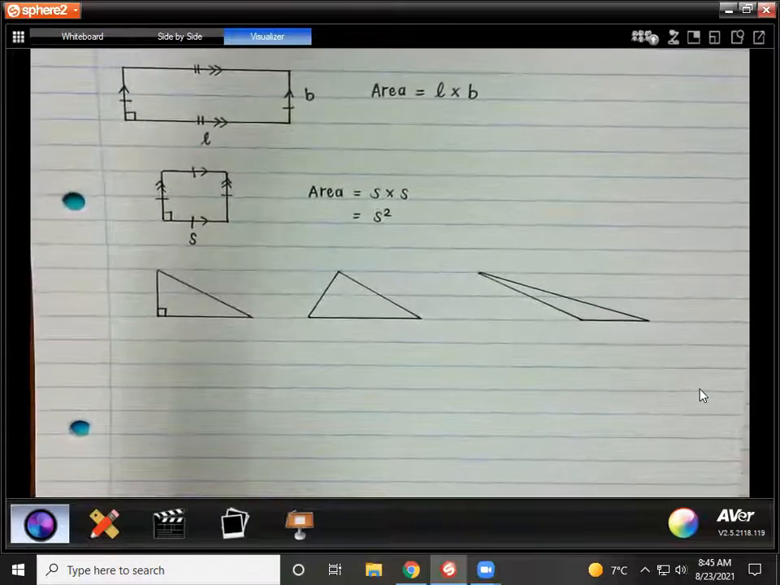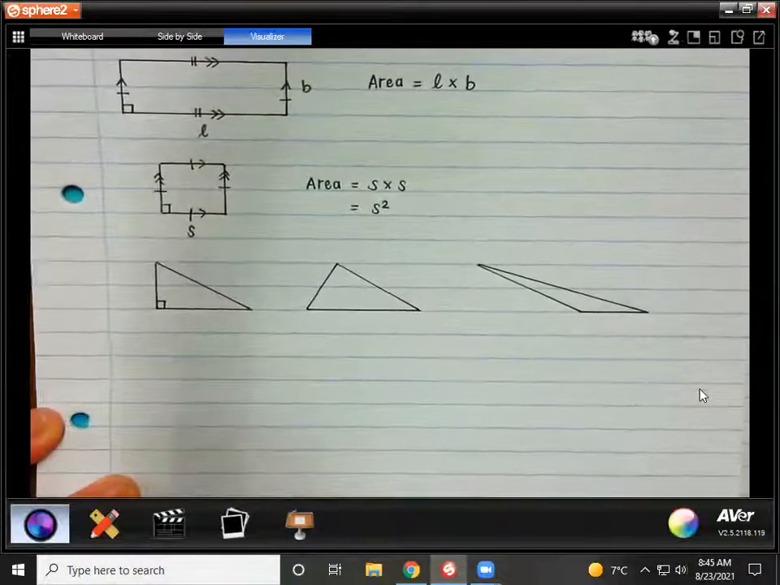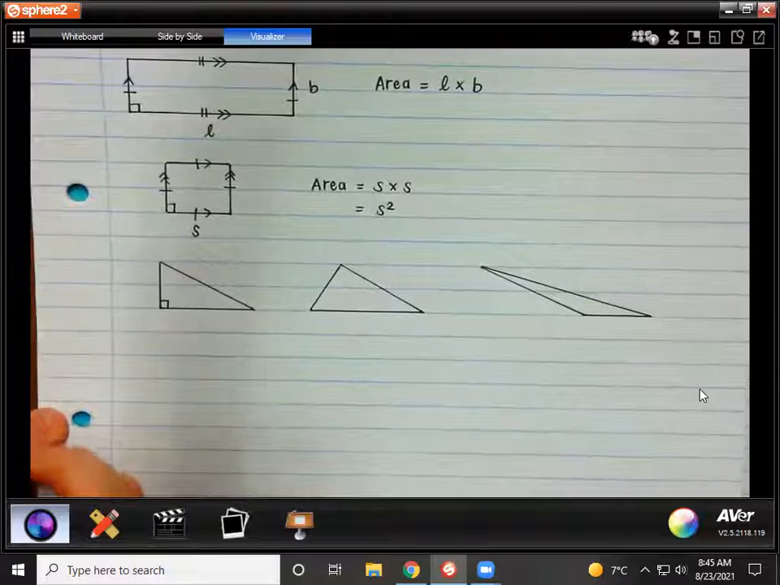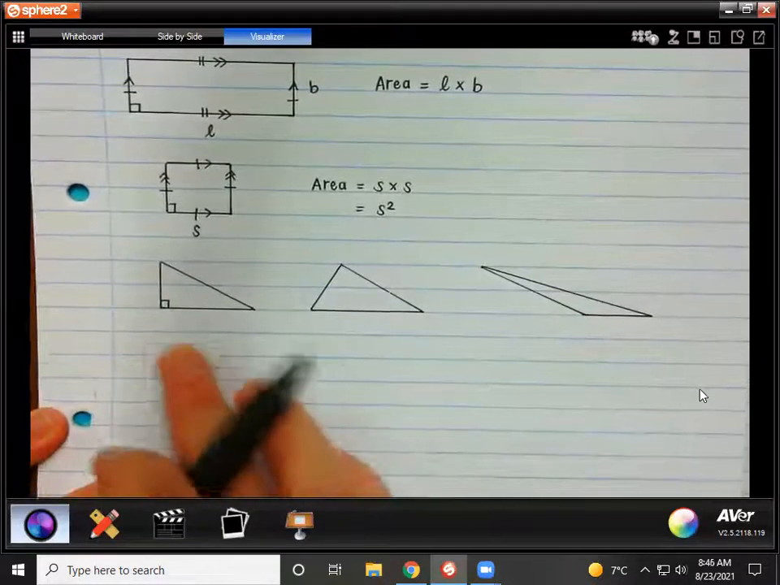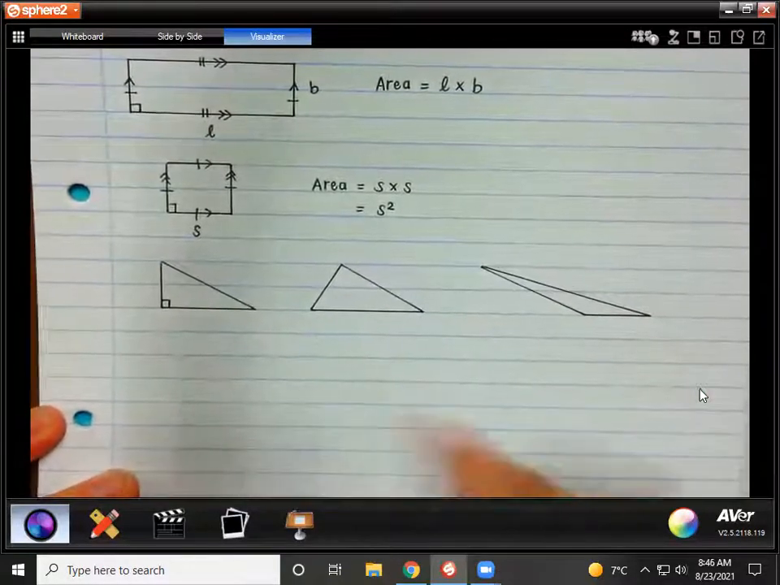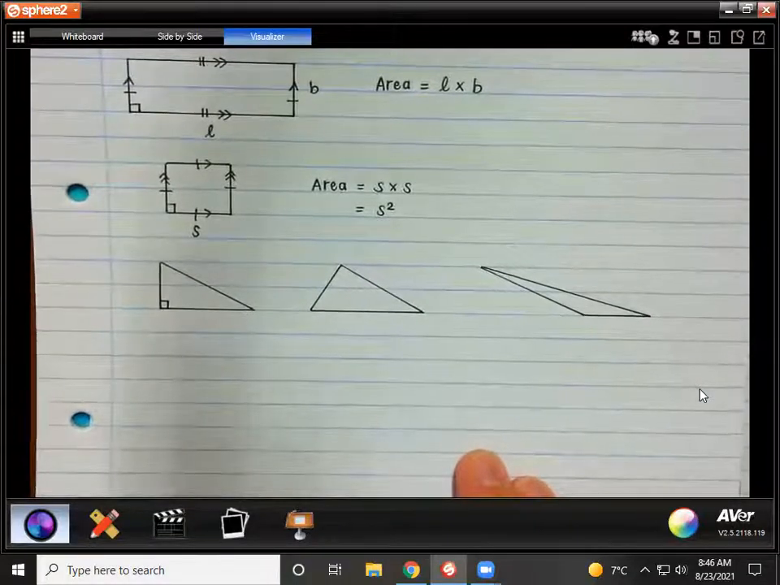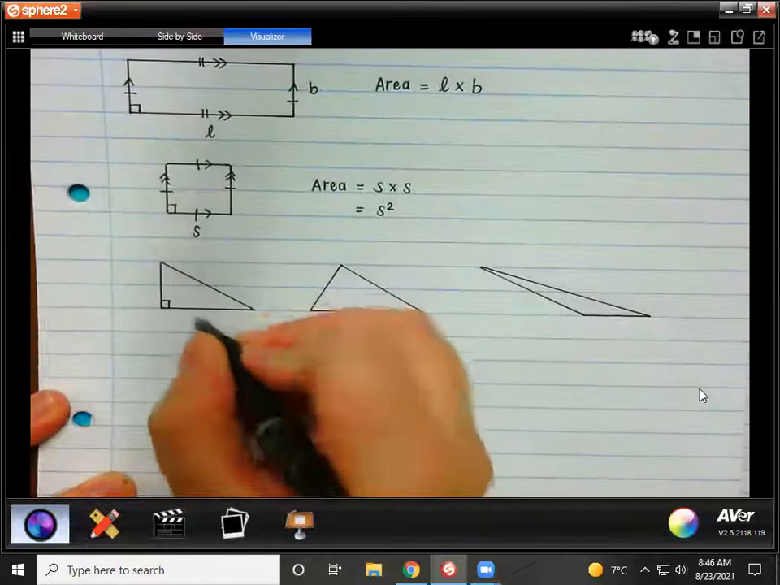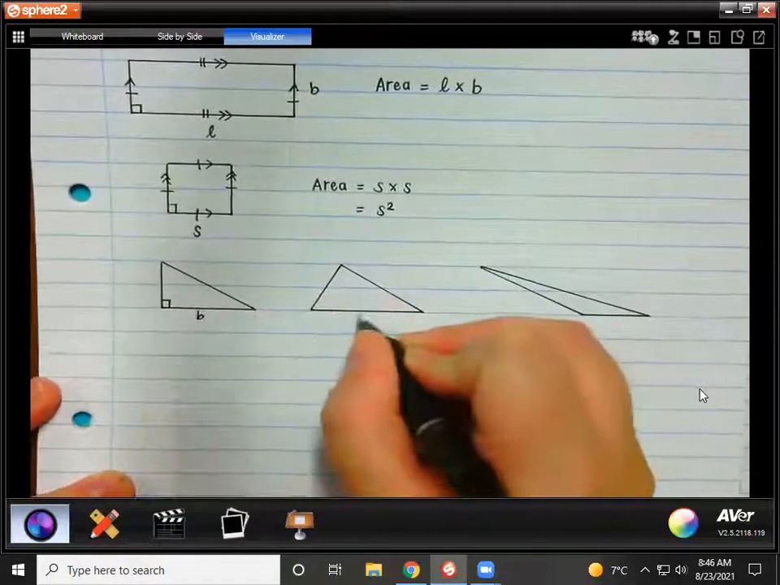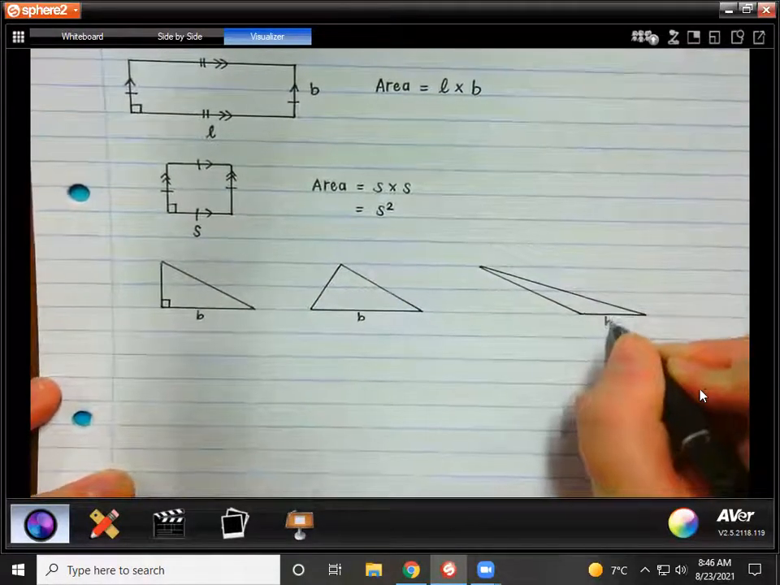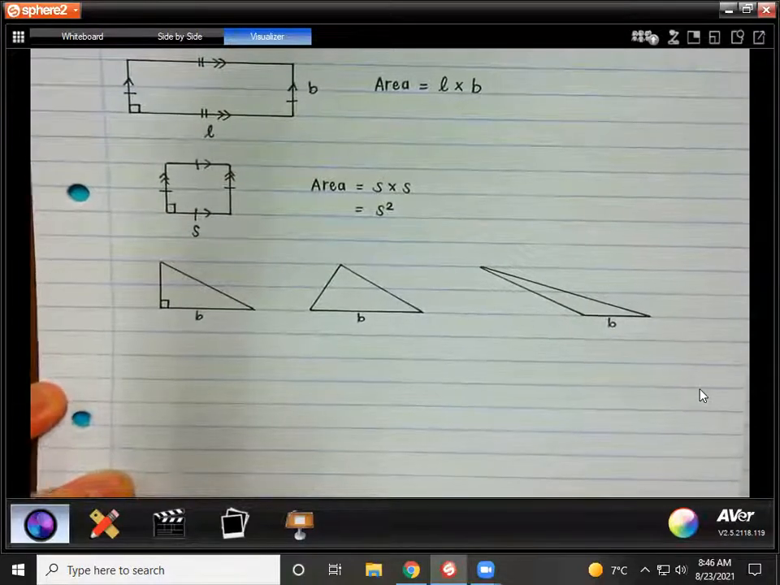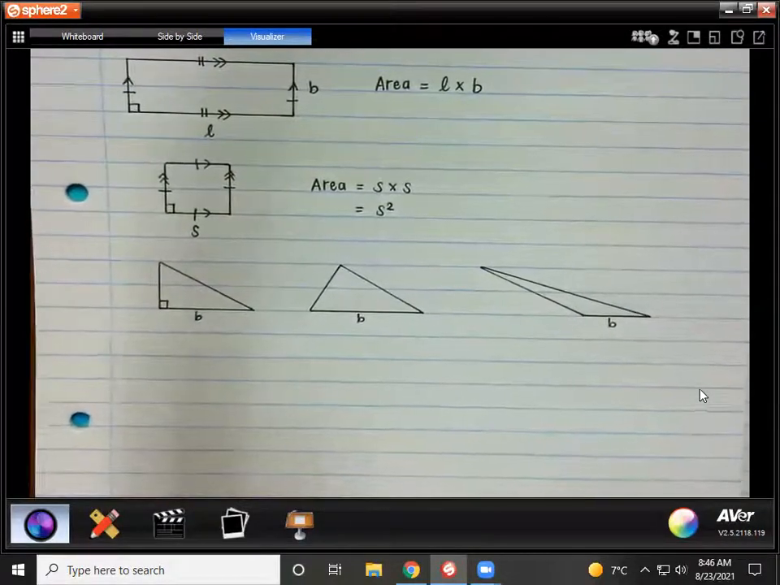Okay, now guys, in all of these cases, we are going to choose one of the sides as the base. The base is normally the one on the bottom, all right, the base of the triangle, but it could actually be any side, all right, we'll discuss that now. But let's put a B there, and there, and there. Okay, we'll just say that we are choosing the bottom side as the base.